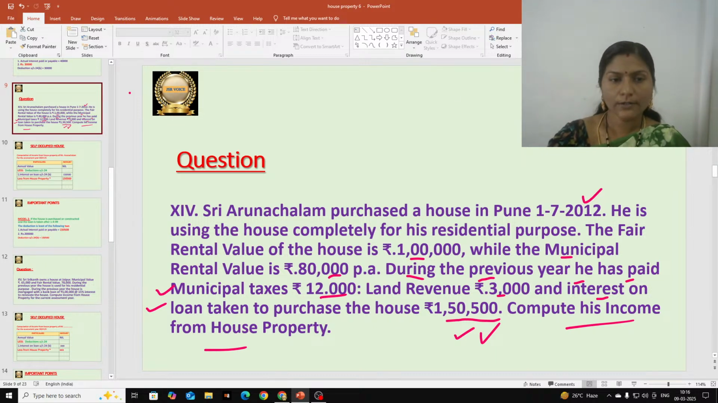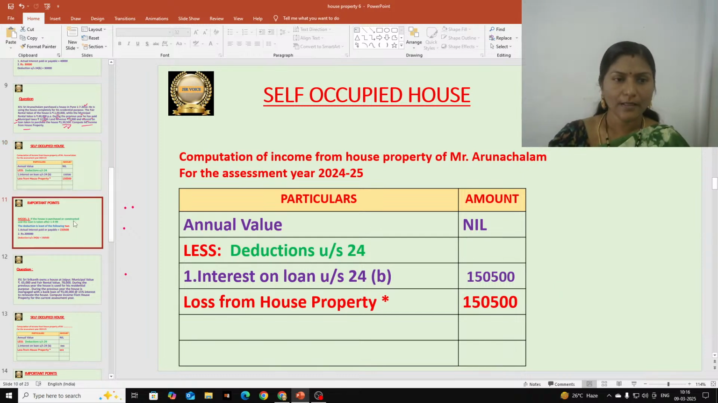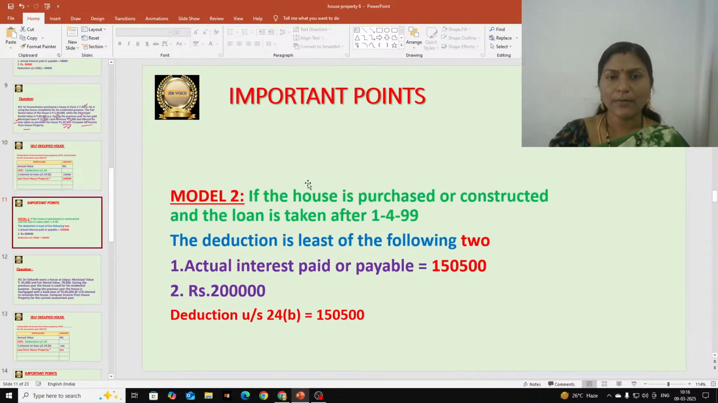So this is a question and this is a solution that we did, because this is a format that we should follow, and only one deduction is allowed, and we are getting loss from house property here, 1,50,500. And next we applied model 2 for calculation of deduction under section 24 subsection B. This is what we did. Under that format you should calculate this. So this is the complete solution. You have to do till here.